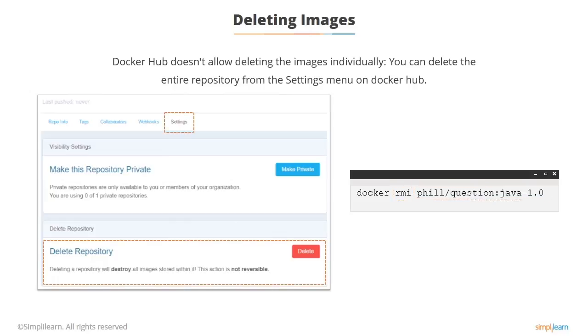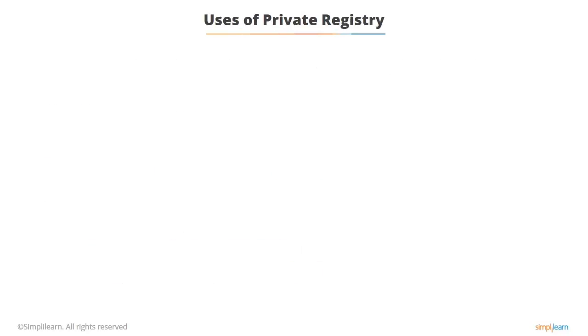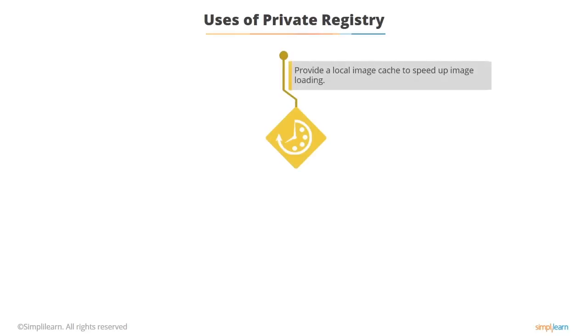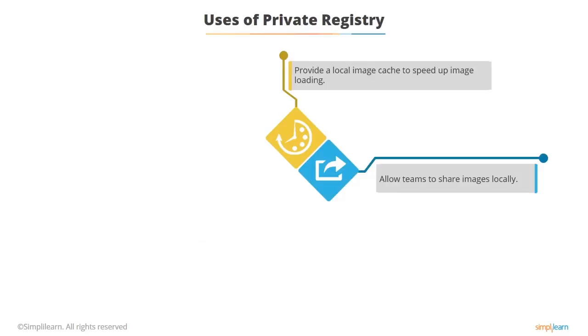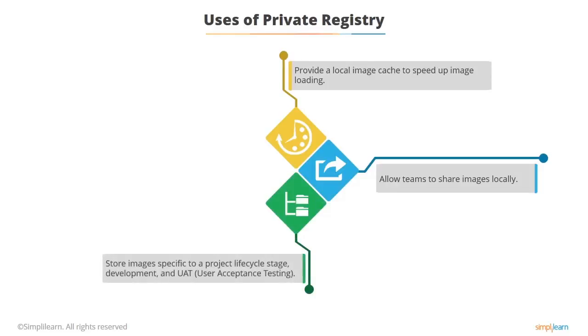So private registries. This is good. They've got the local image cache, so everything's quite quick. You can share images between teams in your organization, and you can choose to store images based on, say, development, UAT, production environment. And of course you can guarantee the registry is going to be available, because some of the other ones, even the commercial ones, might cease to exist.